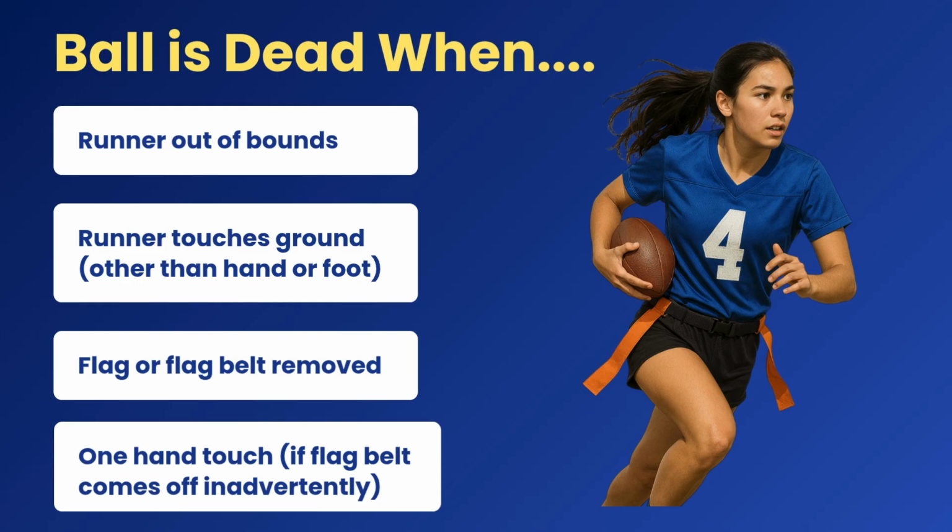And then let's talk about if a flag belt comes off inadvertently. This will happen. So let's say that we have a runner that has the ball and is running down the field with no defenders around her. And just from running, that causes the flag belt to accidentally fall off. The play is not dead. It is now one hand touch. The defense must touch that runner with one hand between the shoulders and the knees. At that point, the runner is down. So it is one hand touch if a flag belt comes off inadvertently.